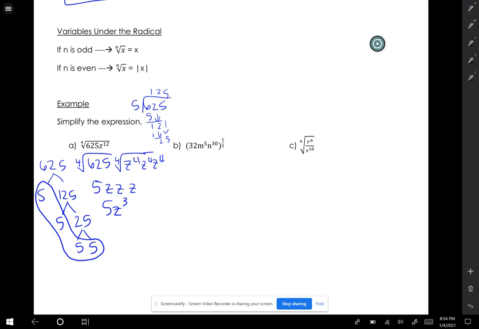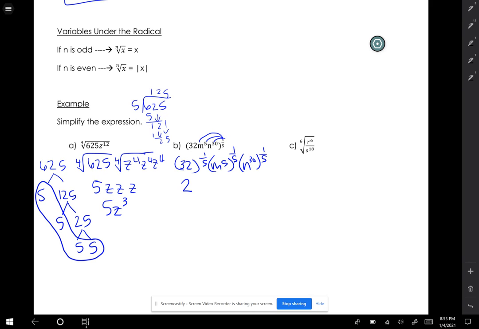Now for part B, we have 32 m to the 5th n to the 30th, all to the 1/5 power. So what I would actually do here is distribute the 1/5. So 32 to the 1/5, m to the 5th to the 1/5, and n to the 30th to the 1/5. So then 32 to the 1/5 is the same as the 5th root of 32. So the 5th root of 32 is 2.